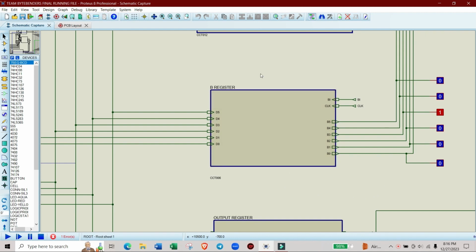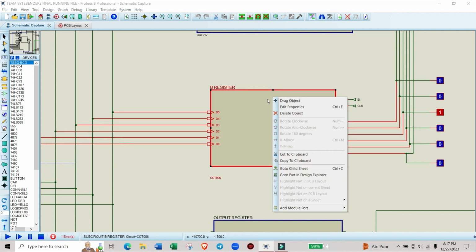Now we will understand the input and output lines. There are total 8 input lines and 6 output lines in the B register. The D0 to D5 comes from the bus. The 6 output lines go to the ALU. Now we will see the child sheet of this B register.